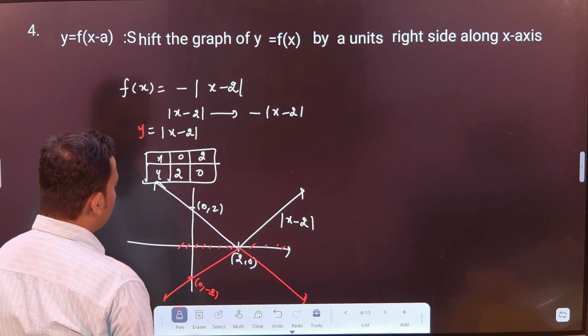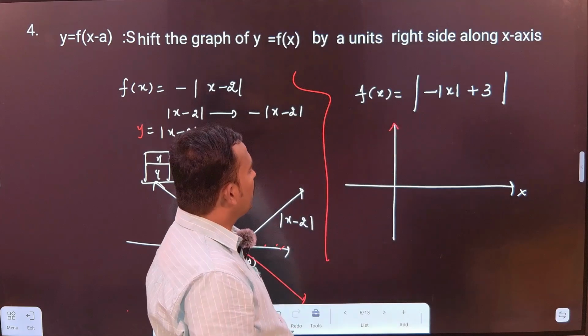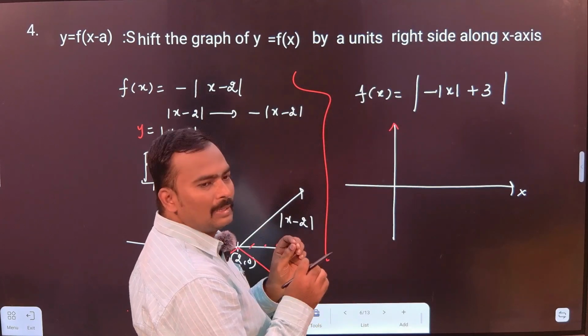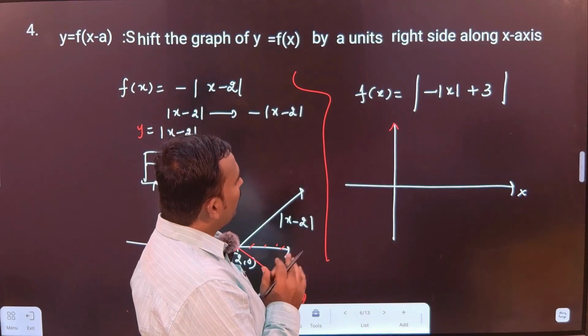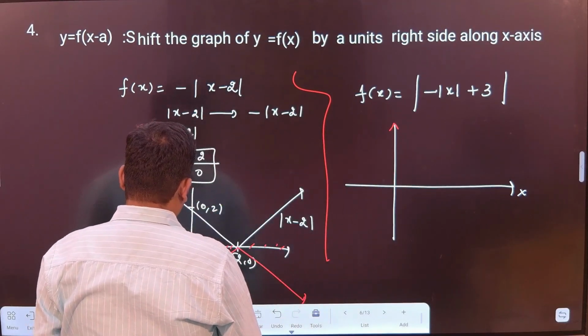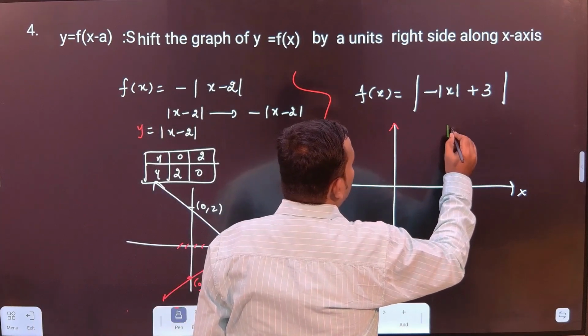Okay, fine. Hello student, we'll continue with the next question. You can see f of x equal to modulus of minus mod x plus 3. So what you can do here, the first observation is, first you have to draw the mod x graph.